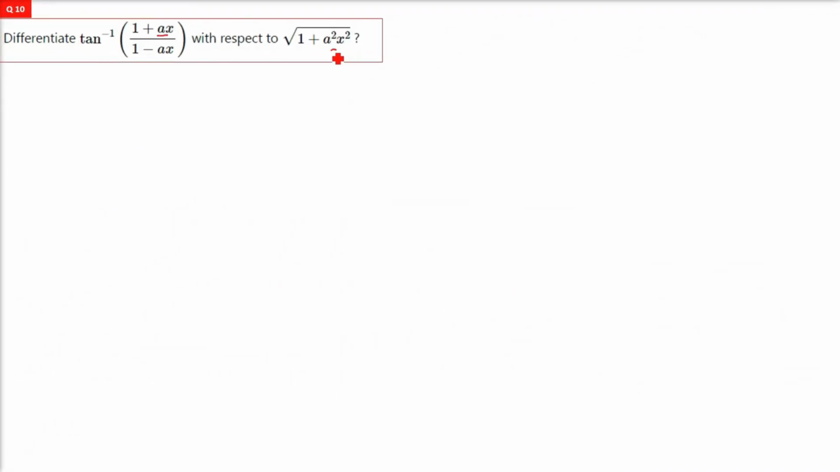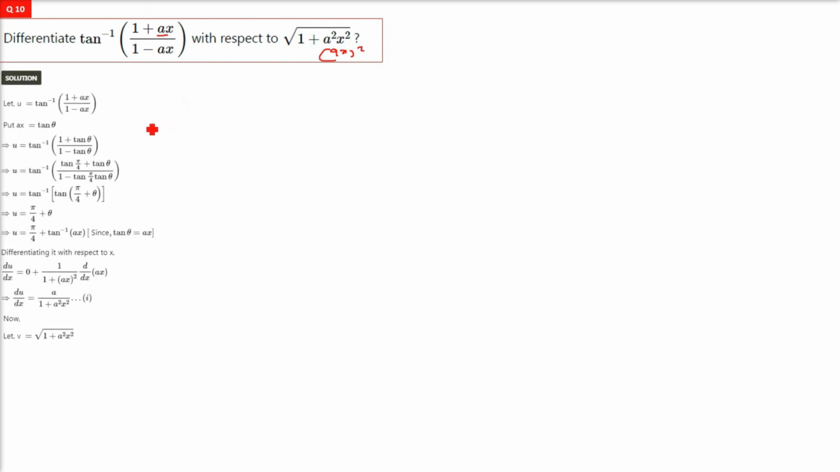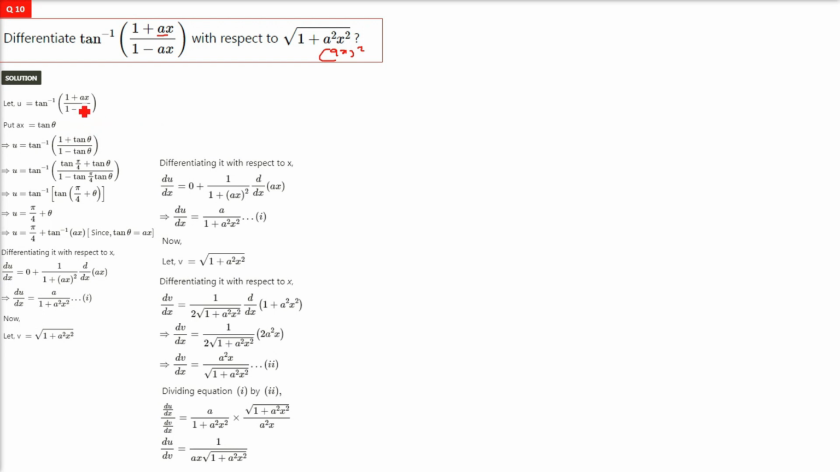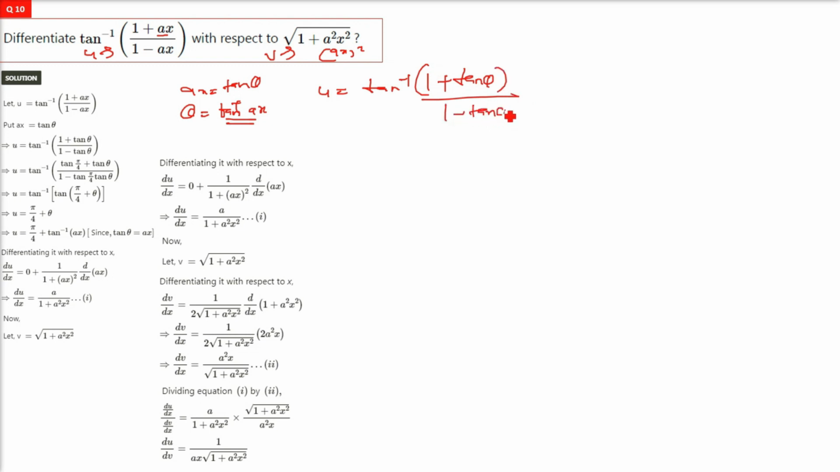So we have tan inverse, and inside this we have ax in both the u and v. If you want to do it by yourself, let me present you with the answer. This is u and this is v, so du by dv we have to find out. U is this one, tan inverse of 1 plus ax divided by 1 minus ax. Now ax we'll call tan theta. So let us assume ax as tan theta, so theta will be equal to tan inverse ax. So what do you get here? Tan inverse of 1 plus tan theta divided by 1 minus tan theta.